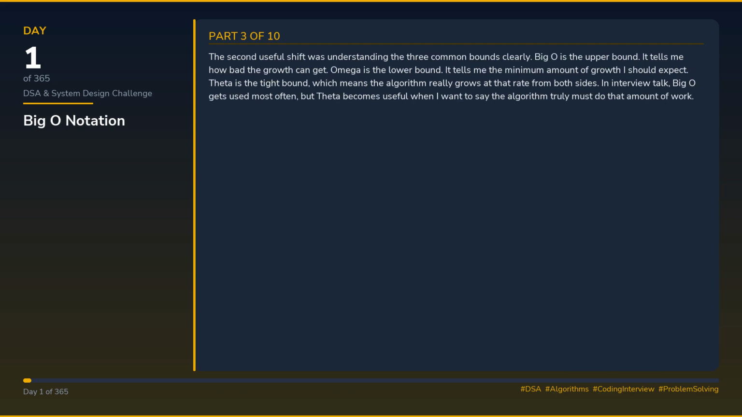The second useful shift was understanding the three common bounds clearly. Big O is the upper bound. It tells me how bad the growth can get. Omega is the lower bound. It tells me the minimum amount of growth I should expect. Theta is the tight bound, which means the algorithm really grows at that rate from both sides. In interview talk, Big O gets used most often, but theta becomes useful when I want to say the algorithm truly must do that amount of work.